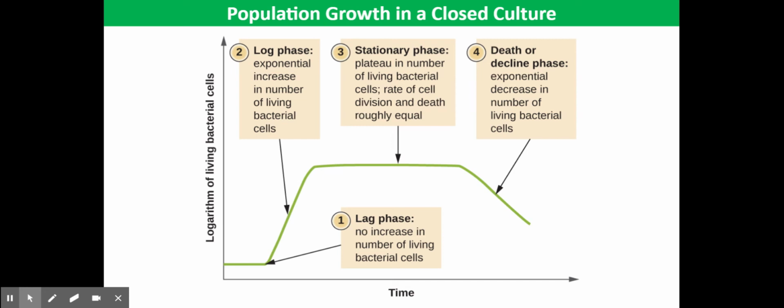Next, we have the stationary phase. Eventually, the increasing numbers of organisms use up the nutrients and produce increasing amounts of waste products such as carbon dioxide and other metabolites. The rate of population growth will decline and the number of individuals dying will increase until the reproduction rate equals the death rate. Now, this is the stationary phase because there's no population growth.